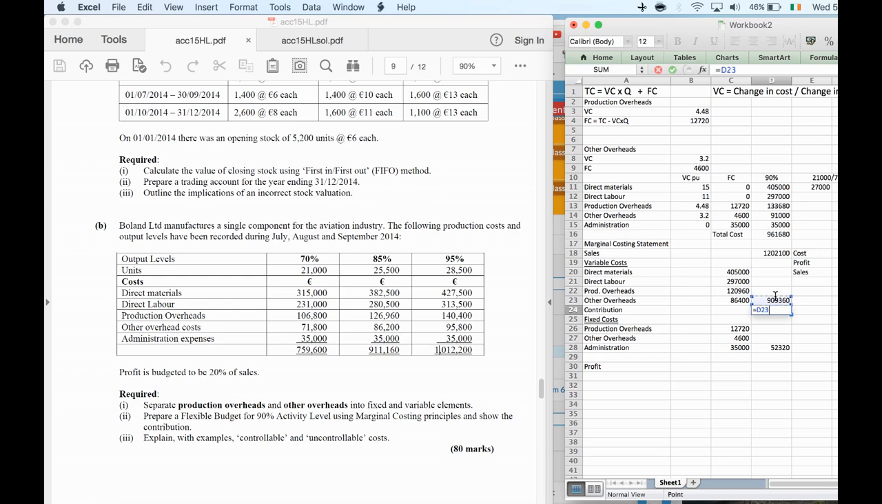And if I take my variable cost away from my sales, that gives me my contribution. And then I have my fixed costs, so I'm going to take those fixed costs away from the contribution, and that gives me my profit. Okay, I hope that makes a bit of sense to you.